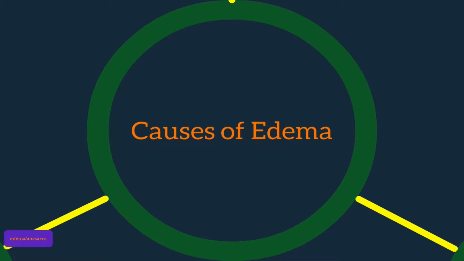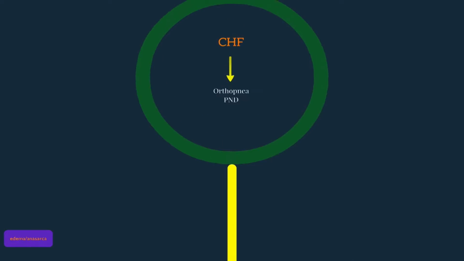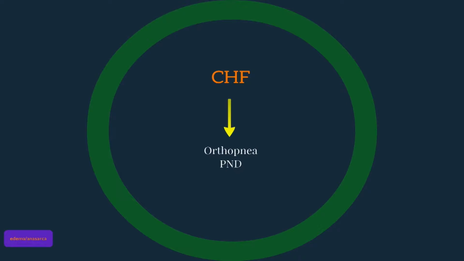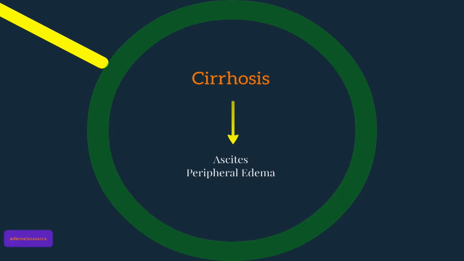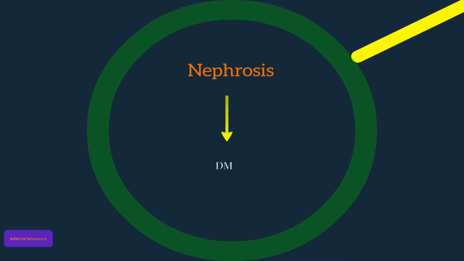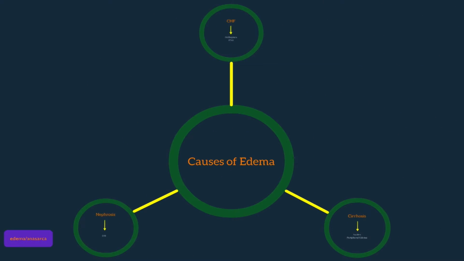So the causes of edema are limited, and each can be defined separately. The first is congestive heart failure. So if a patient presents with edema, they can either have congestive heart failure, which presents as orthopnea and PND. They can have cirrhosis, which may present as ascites and/or peripheral edema. Or they can have nephrosis, which presents commonly with diabetes, but can be associated with other causes as well. The causes of edema are three only: CHF, cirrhosis, and nephrosis.